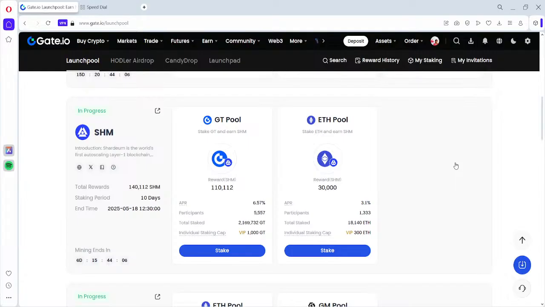Here we have only 2 pools. One is a GT pool and another is an Ethereum pool. For GT and Ethereum, it's super easy to participate. Let me tell you how to participate in both pools, because all users can participate in both pools. Before entering into the project details, I will talk about these 2 pools and how you can participate in them.